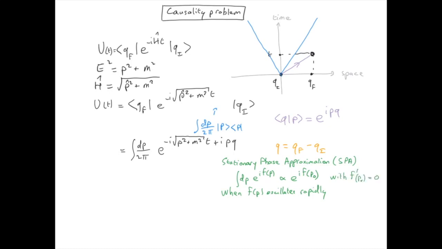To apply the stationary phase approximation, we need to ensure that the exponent varies rapidly with p. This is the case in particular if we choose q to be very large. In that case, a small change of p multiplied by a large value of q will induce a large change of the exponent, and therefore a rapid oscillation of the exponential. So we consider a space-like interval where q is much greater than t. We can then apply the stationary phase approximation.